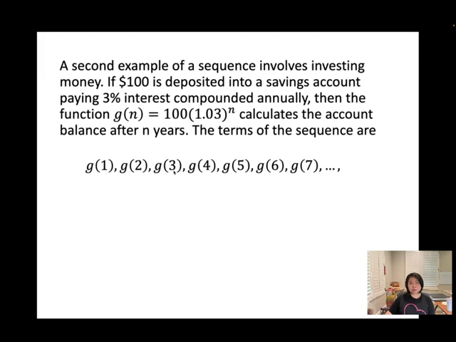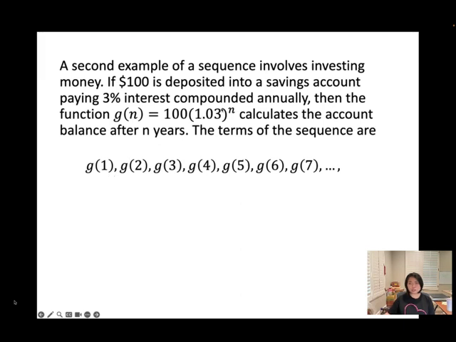A second example of a sequence involves investing money. If $100 is deposited into a savings account, paying 3% interest compounded annually, then the function g of n equal to 100 times 1.03 to the power of n calculates the account balance after n years. The terms of the sequence are, so you're going to plug in n equal to 1, n equal to 2 into this function. N will represent the year.